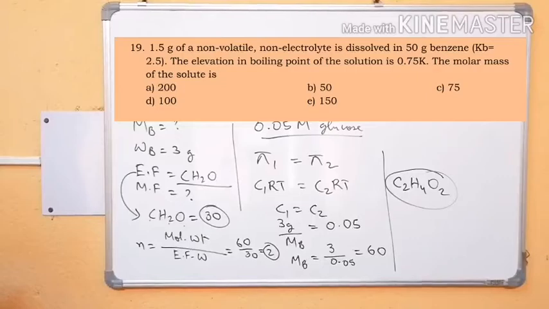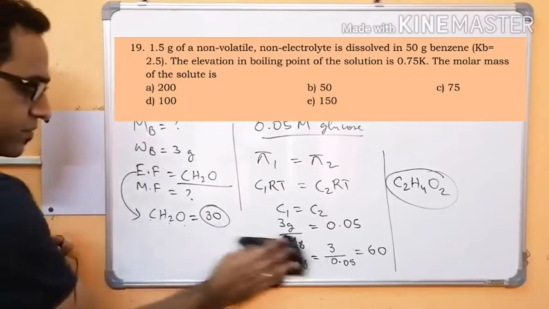1.5 gram of a non-volatile non-electrolyte is dissolved in 50 gram benzene. The elevation in boiling point of the solution is 0.75 Kelvin. Find the molar mass of the solute. So you have to find the molar mass of the solute.